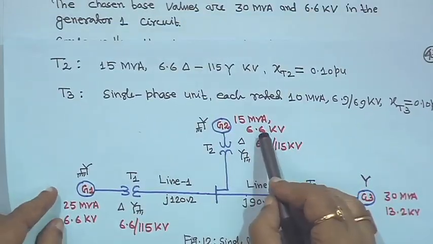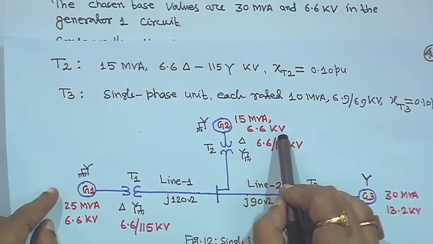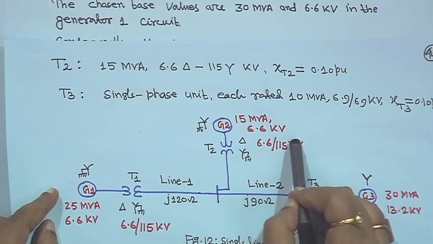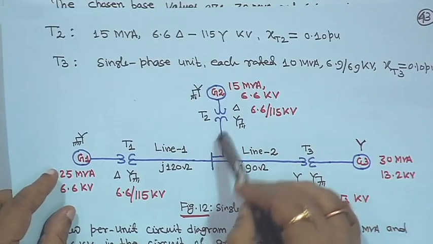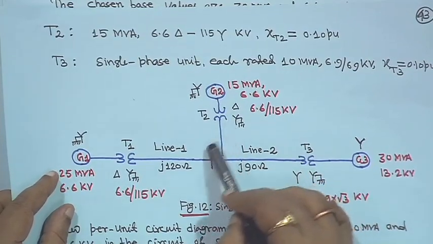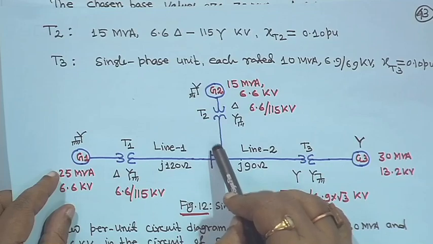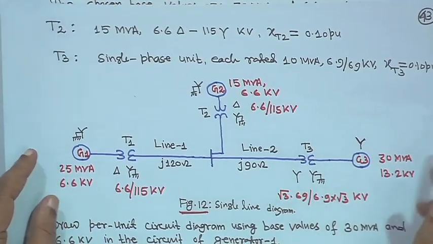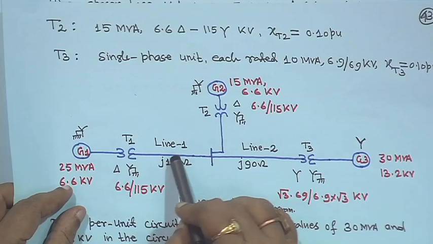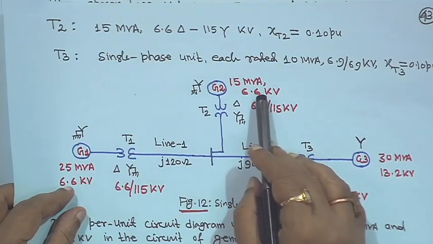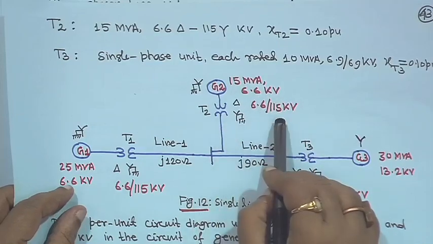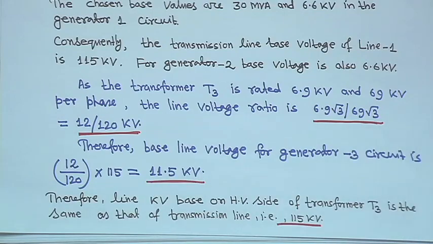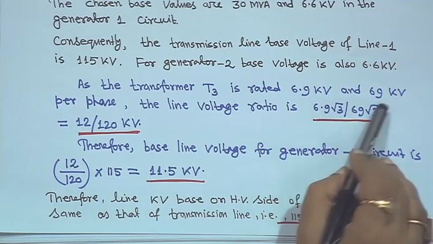For this generator also the terminal voltage is 6.6 kV, so the base voltage is also 6.6 kV. Here it is directly connected, no line is here, so no impedance or reactance is shown, which means it is directly connected. So this side base voltage is 115 kV and automatically the base voltage 6.6 kV is taken. The generator terminal voltage is also 6.6 kV, so the other side base voltage will be 115 kV. Absolutely no problem.